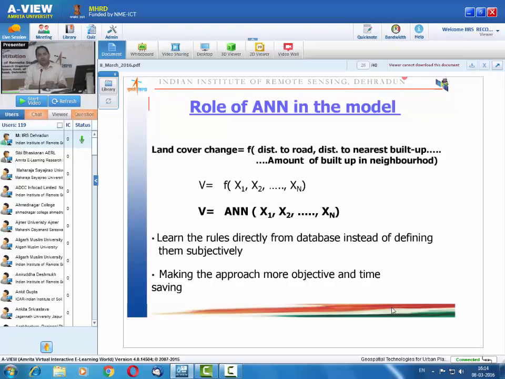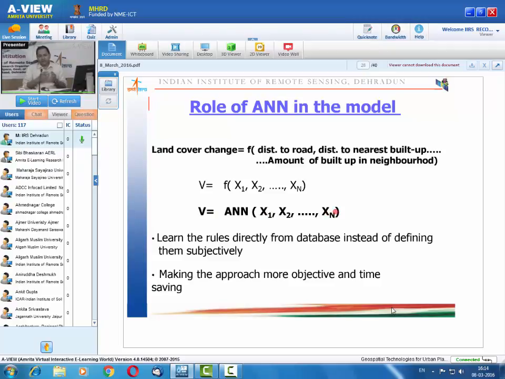So here we try to incorporate artificial neural networks into this phenomenon. The equation was: we had land cover change as the dependent variable, and independent variables that were the causative factors, like distance to road, distance to nearest built up, and amount of built up in the neighborhood. The problem was how to find a relationship between the dependent variable and the independent variables. This process was quite complicated, and model calibration was also a very tedious process. So here we have tried to use artificial neural networks, called ANN in short, for finding the relationship between the dependent variable and the independent variables.